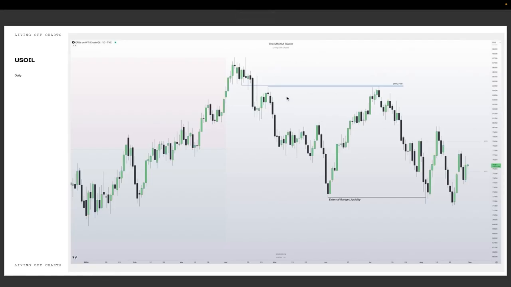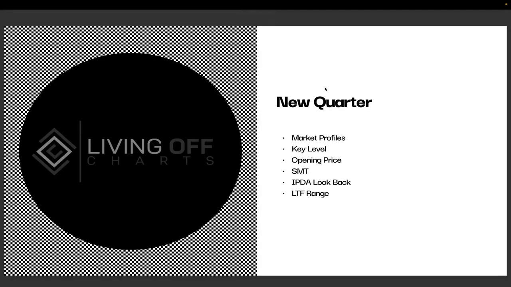Now zooming in here on a daily chart, we have a lower time frame range with this high and this low into the key level. So we take a lower time frame range high here to range low. We take the high here with SMT here. There's SMT with gasoline futures. That's the SMT you use for US oil. And then price starts to trade lower. In this new quarter, we're going to be looking at market profiles, a key level, the opening price, SMT, IBDA's look back, and the lower time frame range, which we just went over.